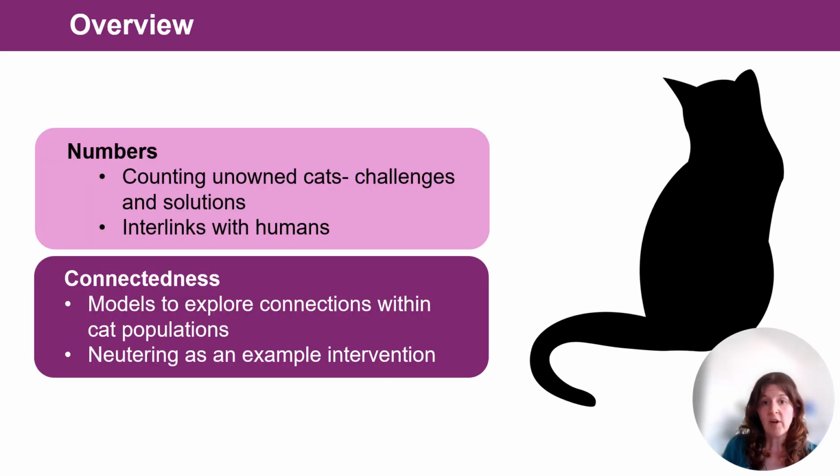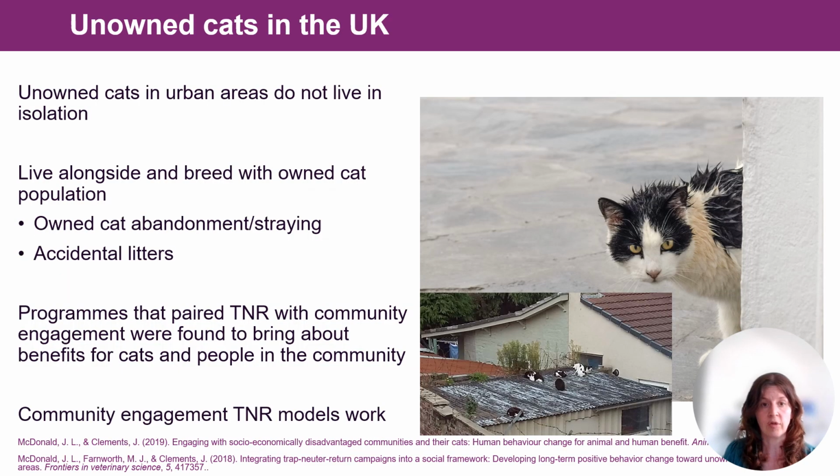I'm going to start by providing a bit of an overview of our population research, thinking about how many unowned cats there are and the challenges associated with that, and how we might be able to overcome them given the right combination of data. Throughout the talk, there will be a common thread around how unowned cats are completely interlinked with humans and their pet cats. And with that in mind, I will then discuss how we can use population models to explore the connections within cat populations, and I'll be using neutering as an example intervention.